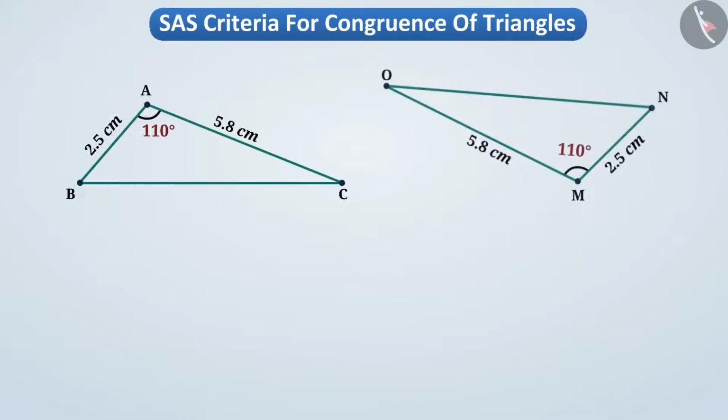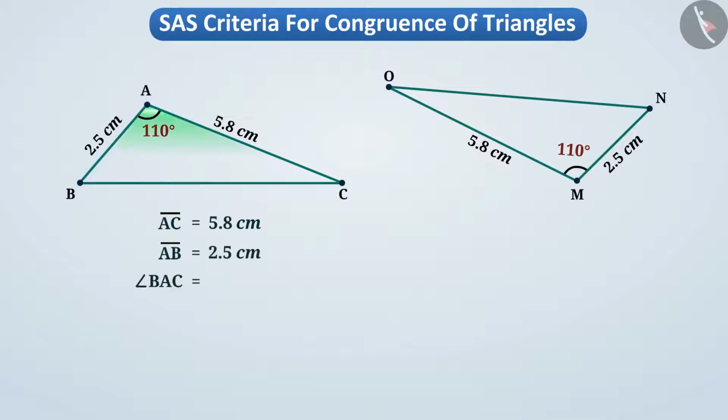Here two triangles are given. In triangle ABC, side AC is equal to 5.8 cm, side AB is equal to 2.5 cm, and angle BAC is equal to 110 degrees. In triangle MNO, side MO is equal to 5.8 centimeters, side MN is equal to 2.5 centimeters, and angle NMO is equal to 110 degrees.